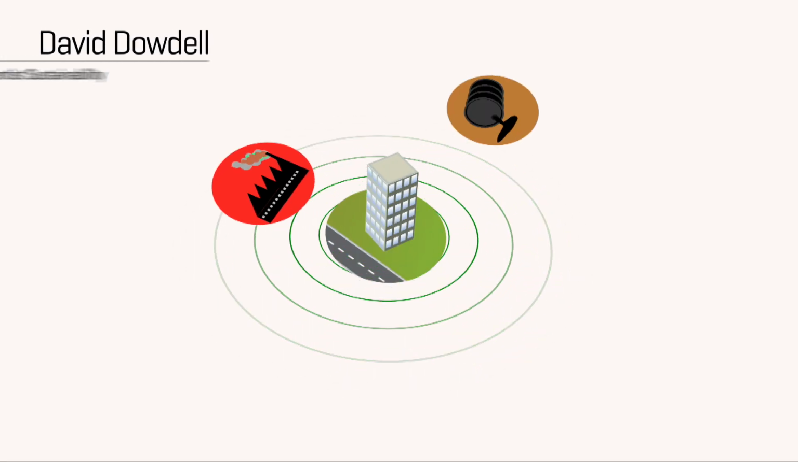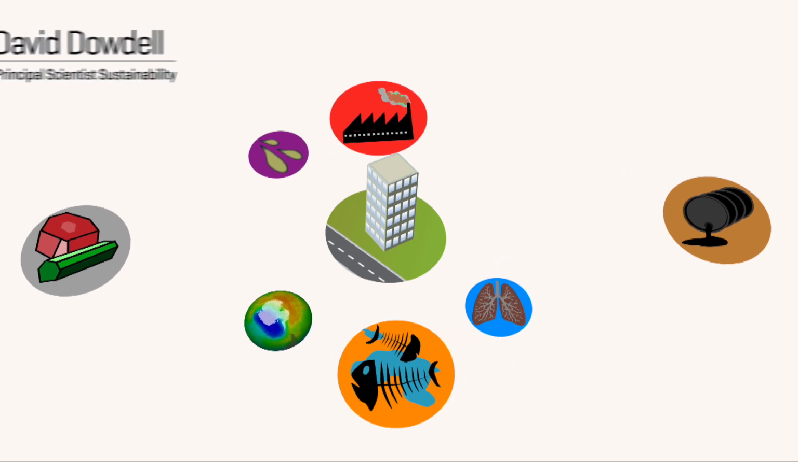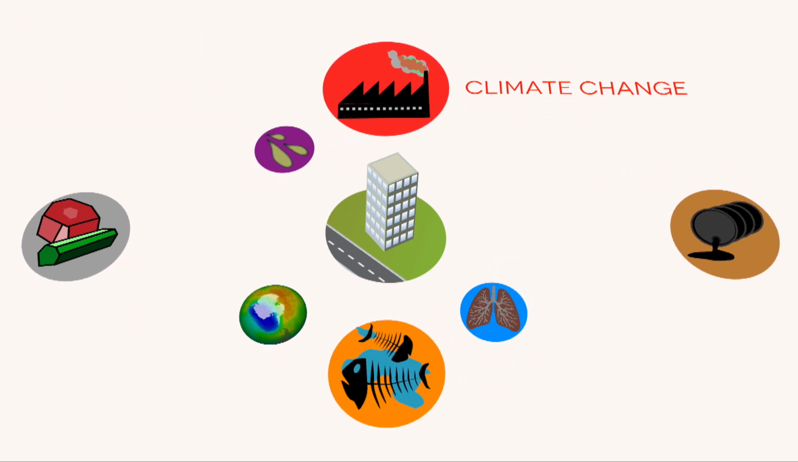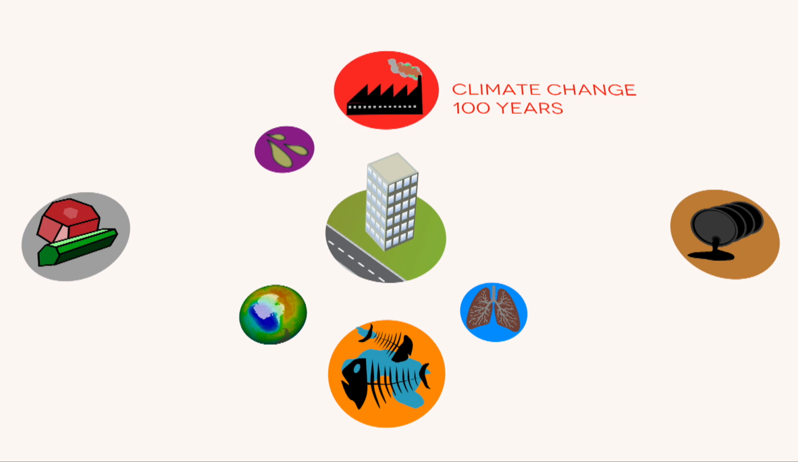What impacts does a typical building have on the environment? Buildings can contribute to several environmental impacts. For example, emission of carbon dioxide from energy use in buildings and manufacture of the materials that go into the building contribute to climate change.